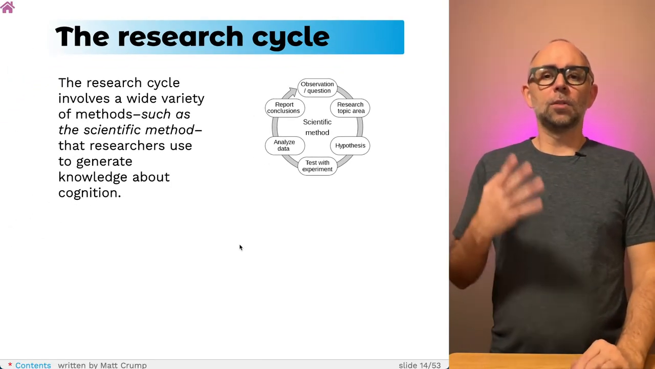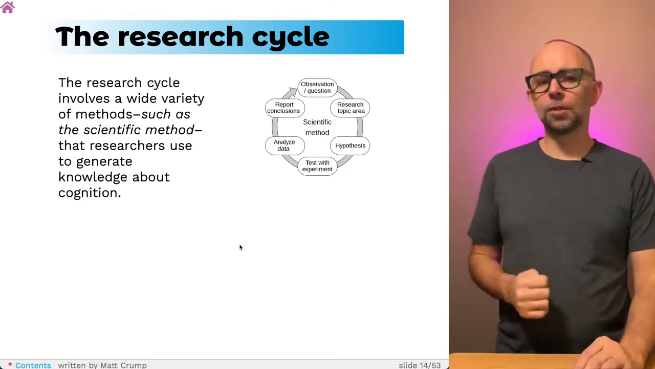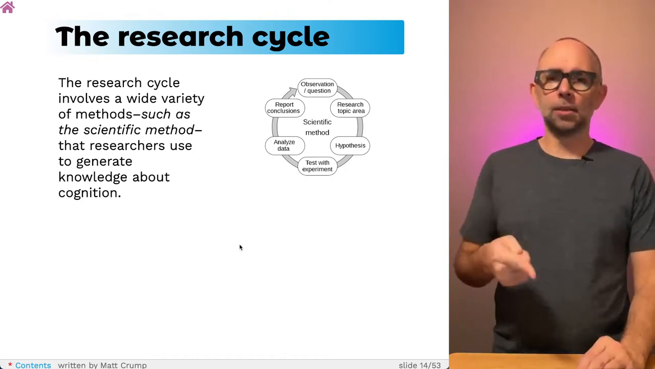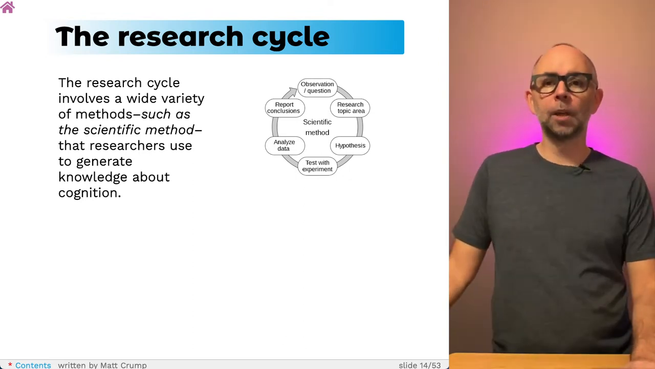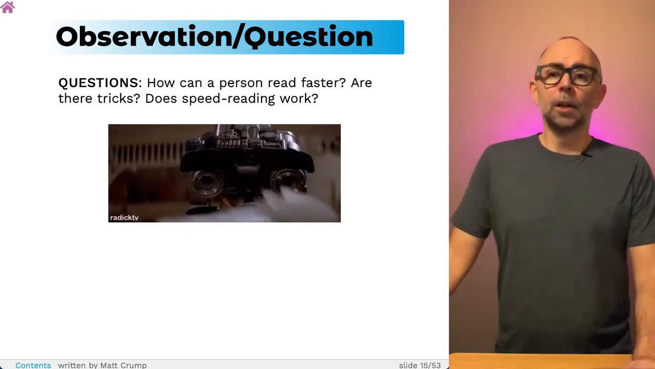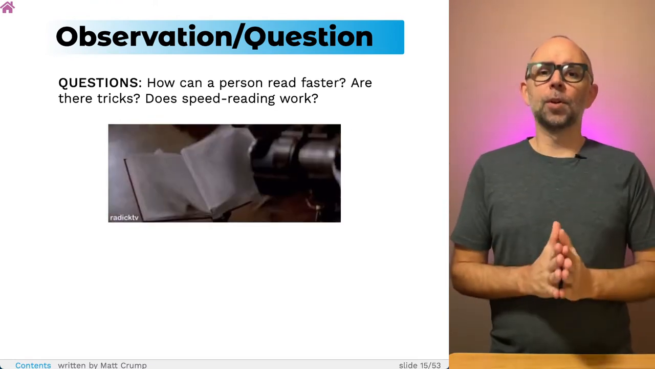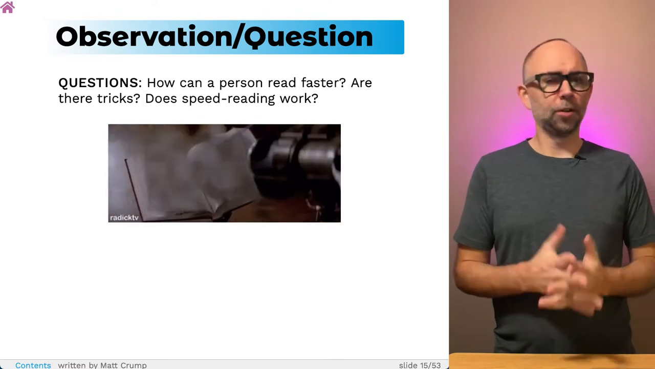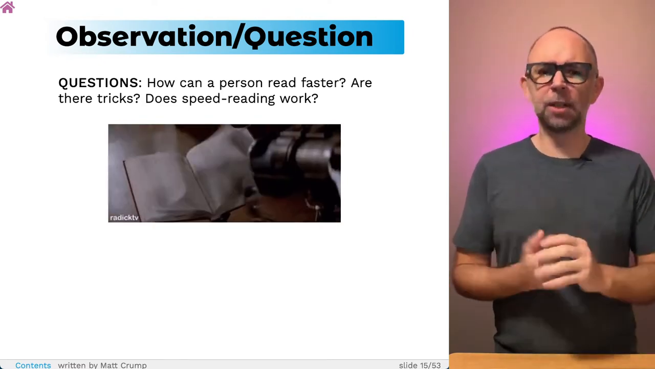So we're going to take a look at the research cycle many times throughout this course, and we're going to do it in this lecture by looking at an example from the reading literature. So let's do that. Let's start with an observation or a question. How can a person read faster? Are there tricks? How about speed reading? Is that a thing? Can speed reading work?